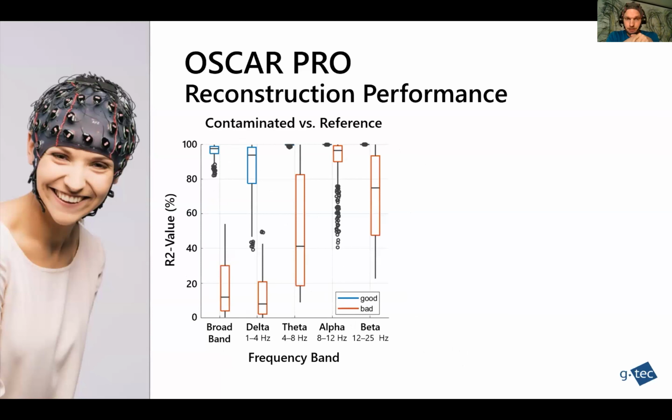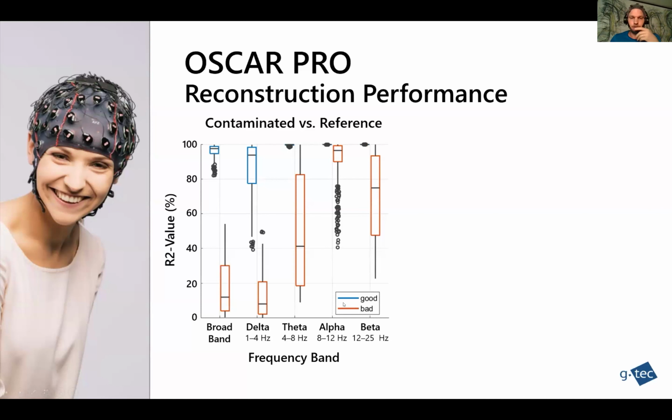And this is the result. So here we have the comparison between contaminated signal and reference signal. You can see that the good parts of the signal are kind of identical. We have some outliers in the very low frequencies. Okay, fair enough. But basically the good segments were not affected by adding artifacts because the artifacts were only added to the bad segments. So that's what we wanted to have across all frequency bands.